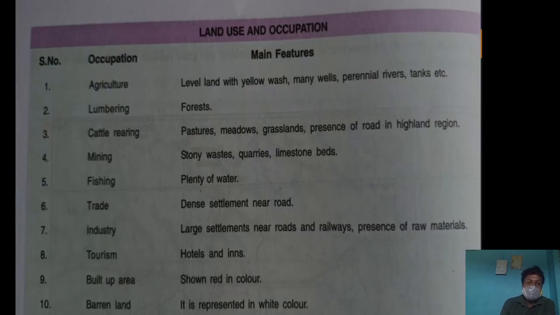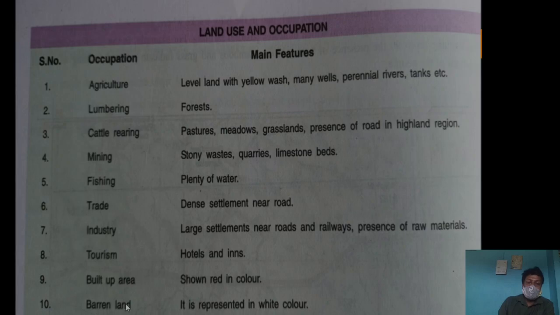and commerce. Okay. Land use occupation, agriculture, labeled with a yellow wash and many wells. If wells are there, definitely blue lines, blue circle, and if a blue circle is filled with blue color, that means lined well. If it is not, it is unlined well. As I discussed earlier, lumbering means forest, cattle rearing. As you know, I discussed it already.